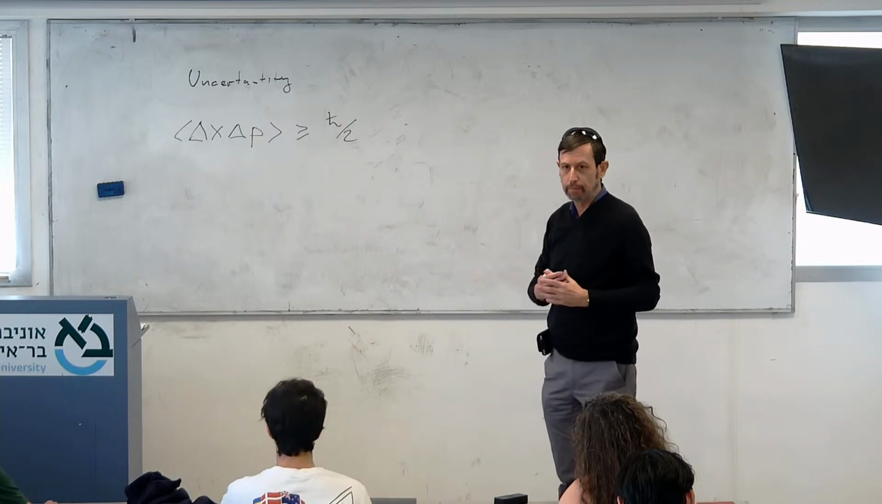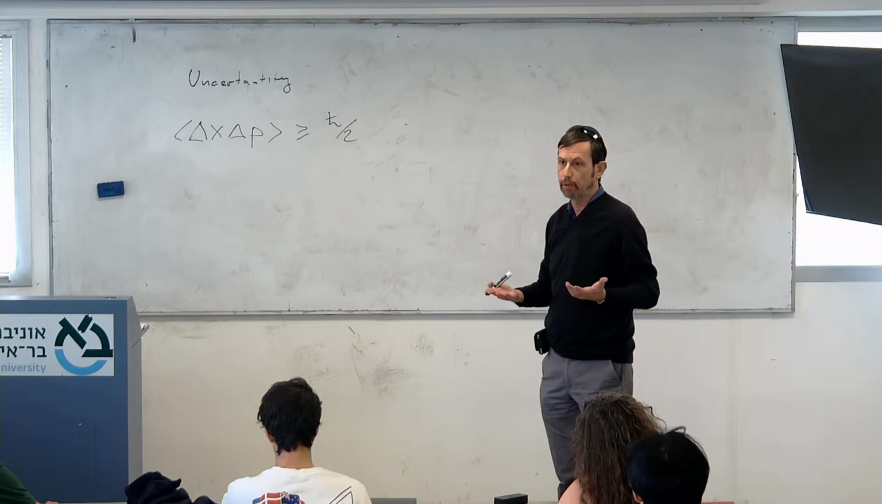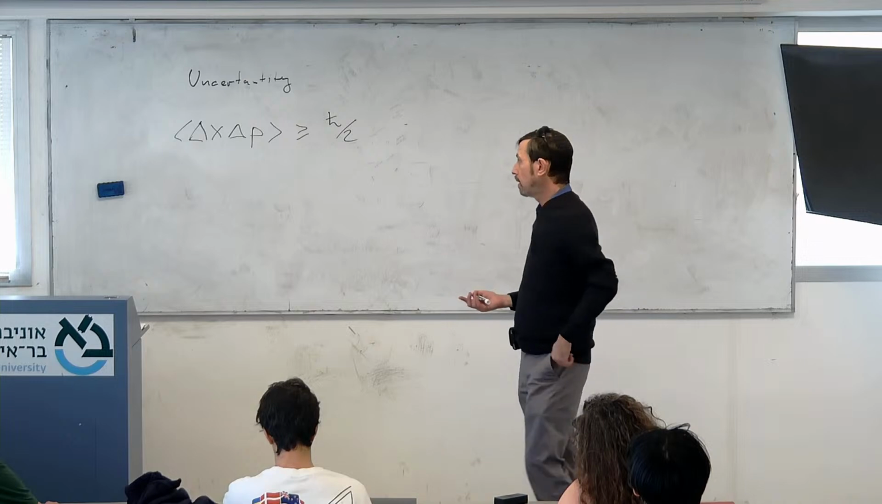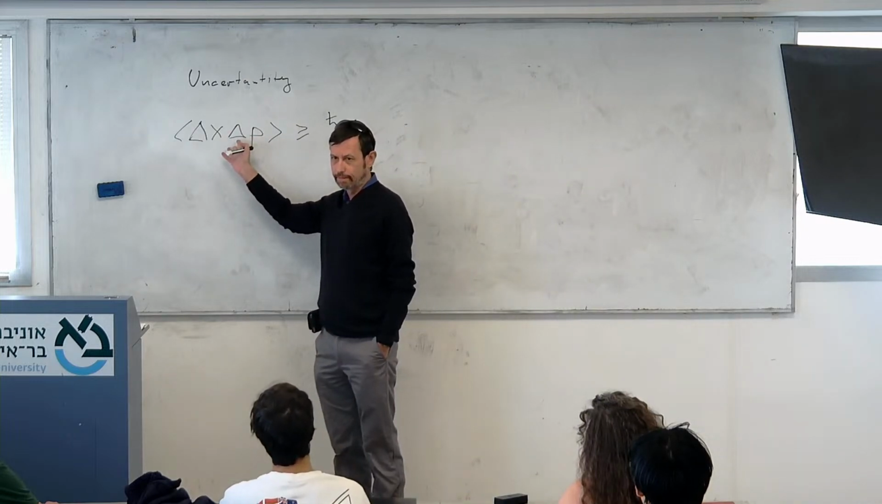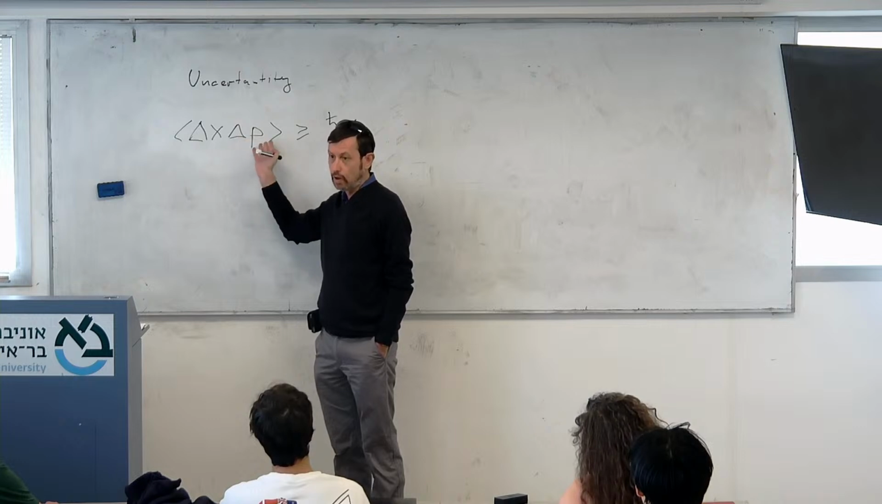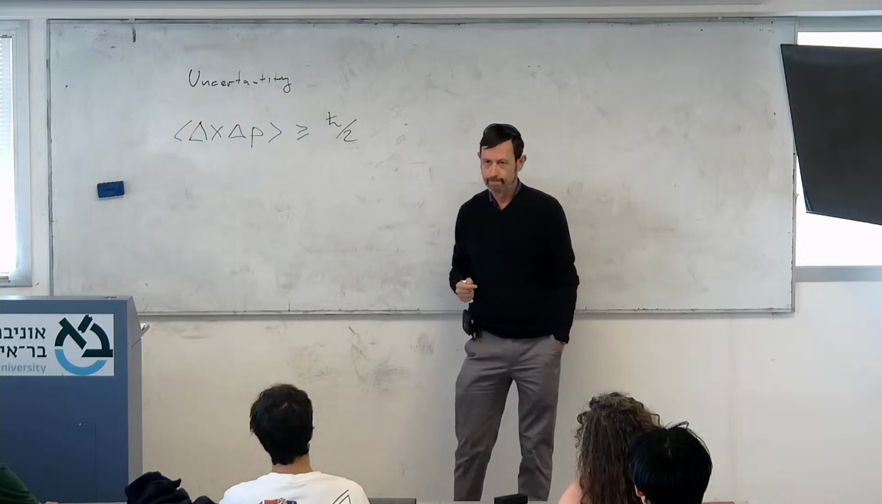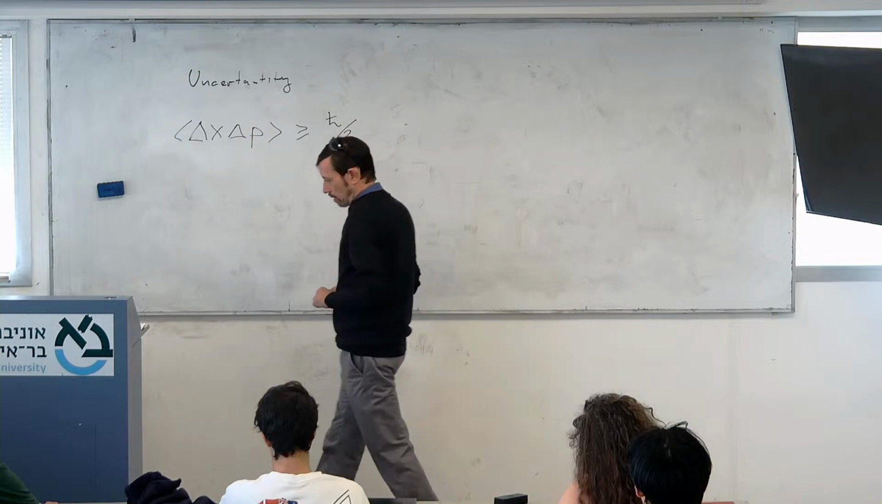Now, why is that important? Once we're dealing with some kind of quantum manipulation and we want to create a wave function with minimal uncertainty, it's very important to know this. Then we will know how to create such a wave function. Okay, so let's start.